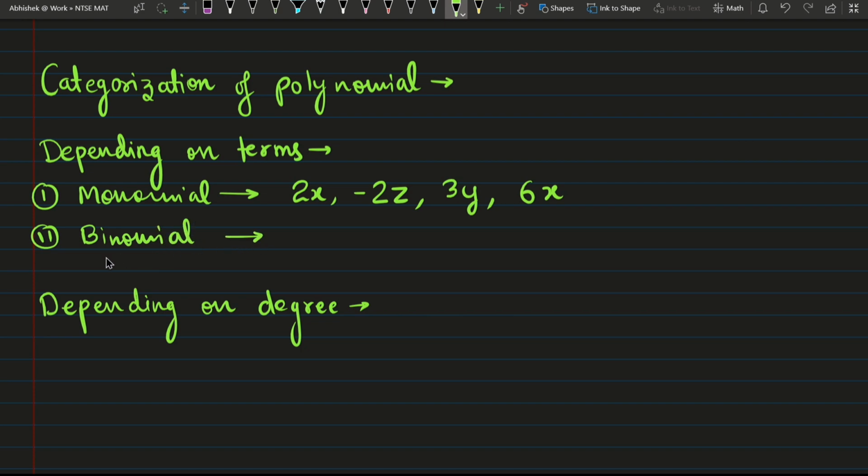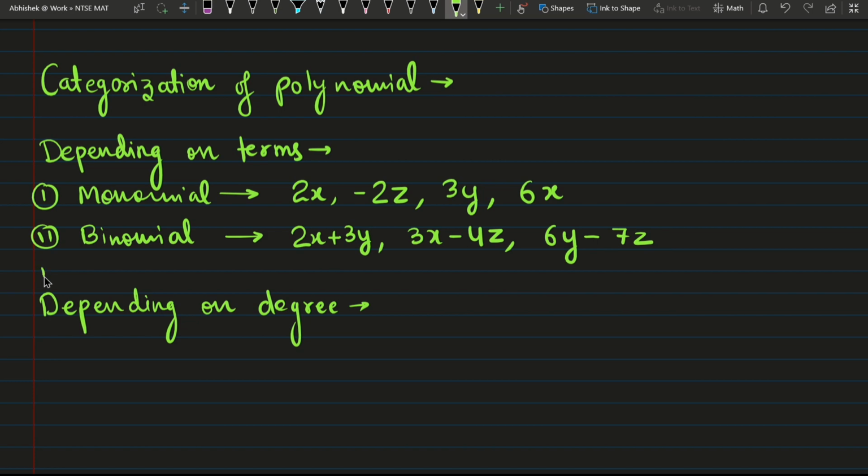As the name explains, bi means two. So whenever we have two terms in our polynomial, that entire expression will be a binomial. We can see here in a binomial there are two terms.